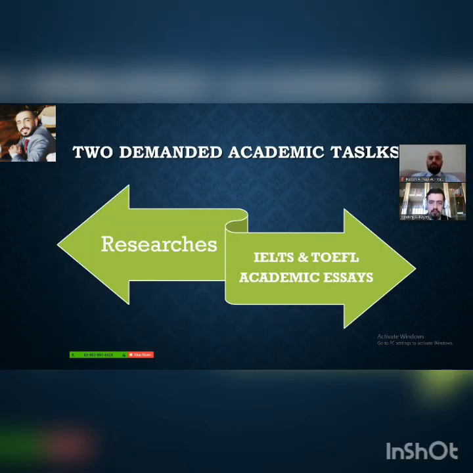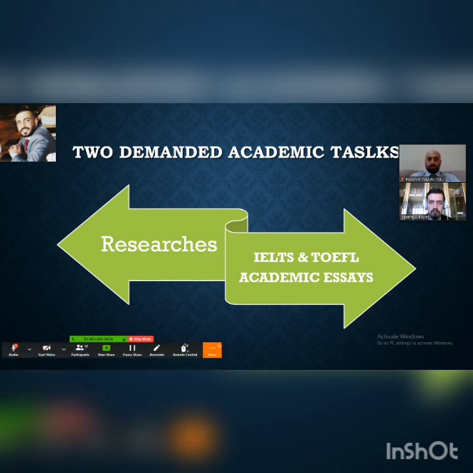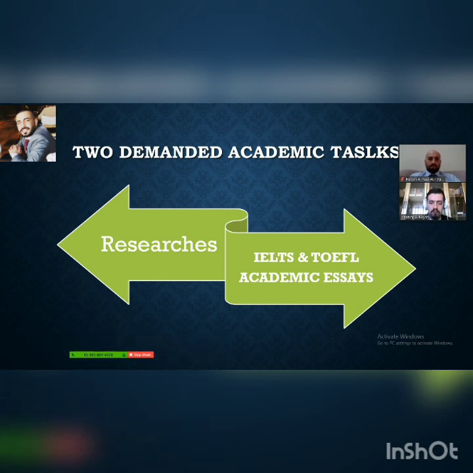So for two demanded academic tasks these days, we are faced with either writing research or going for an IELTS TOEFL academic essay.